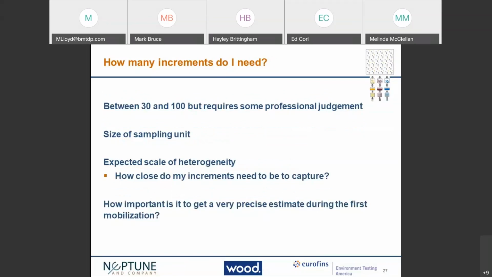You're also going to want to consider the expected scale of heterogeneity, or that noise that you want to average over. So capturing that heterogeneity within the ISM sample means you're going to get better precision between ISM samples. And then finally, in the event that the precision achieved doesn't meet the project objectives, you're going to want to consider the cost of the second mobilization, both in terms of financial and schedule constraints.